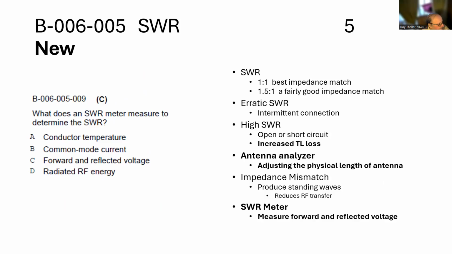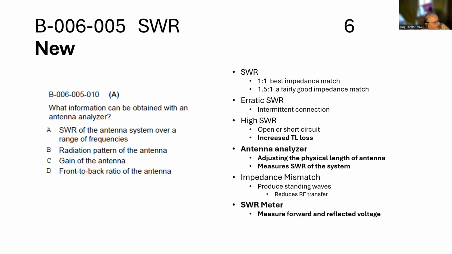Here's a new question. What does an SWR meter measure to determine the SWR? So what you measure here is the forward and reflected voltage in your transmission line, and if you take the ratio of that, that will give you your SWR value. What information can be obtained from an antenna analyzer? Similar to a previous question, this is also a new question. Is A SWR of the antenna system over a range of frequencies?